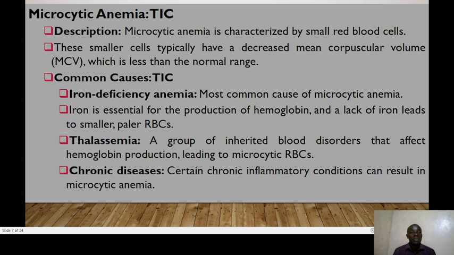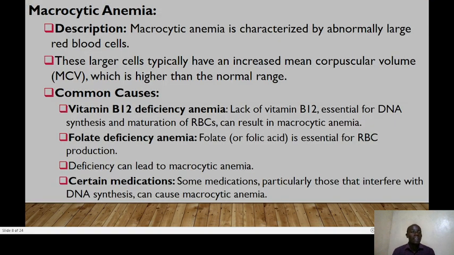Guys, for you to remember the different types of anemia that are microcytic in nature, we use the mnemonic TIC, where T is thalassemia, I is iron-deficiency anemia, and lastly C is chronic disease anemia. Next we have macrocytic anemia, which is characterized by abnormally large red blood cells. These larger cells typically have an increased mean corpuscular volume that is above 100, which is higher than the normal range.